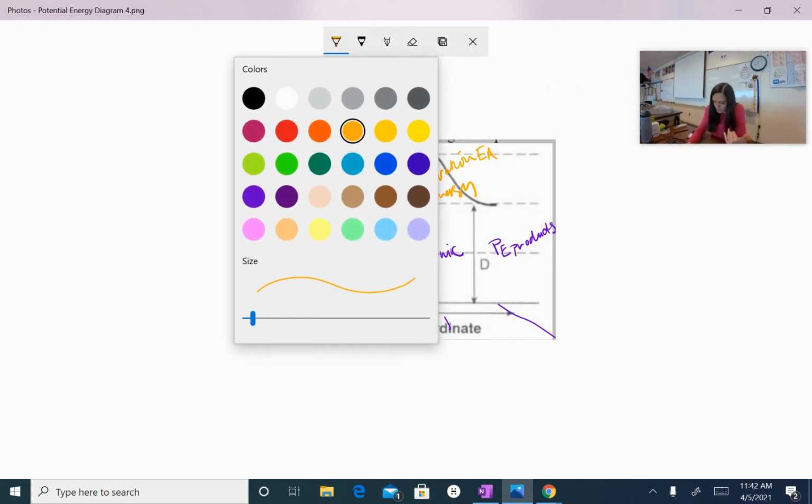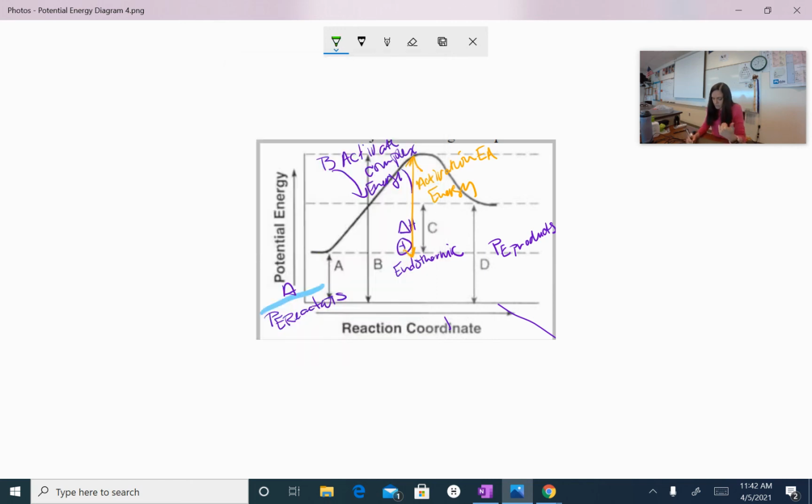So let's do the reverse. Let's put that in green. Reverse, we're going to pretend like this is our reactants and this is our products. So our activation energy of the reverse would be this. So this would be our activation energy, or our E sub A prime. So this is reverse.